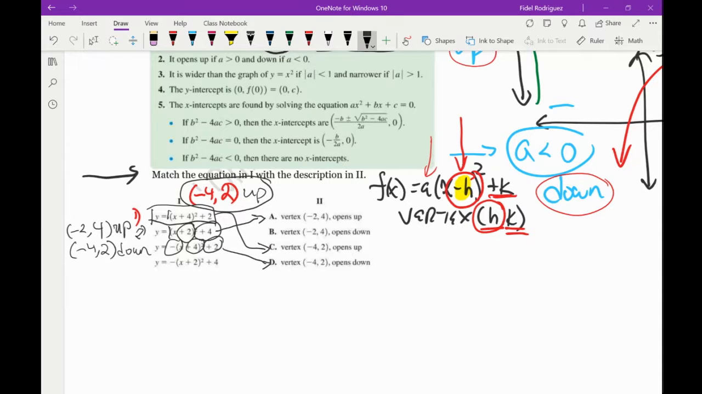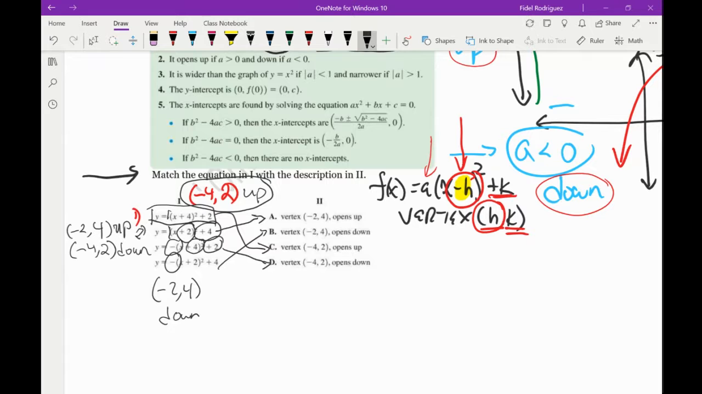And then by process of elimination, the last one should be B, because that's the only one we still got left, but we can double check. So it's going to go negative 2 and positive 4. And that one we said is going to open down as well, because we got that negative right there. And there we go, that gets matched with B. So that's pretty easy. It's not really that tough.